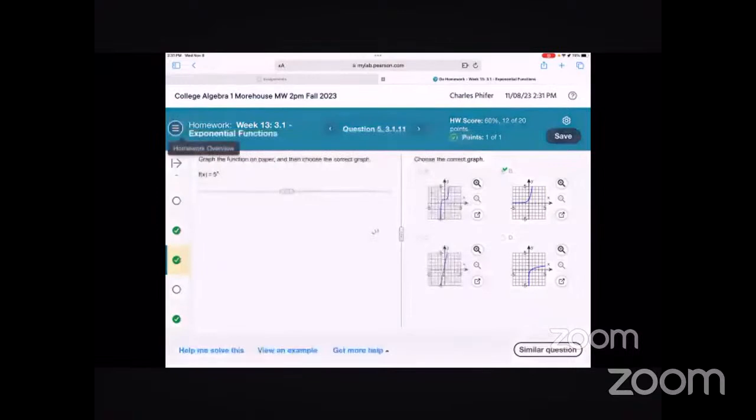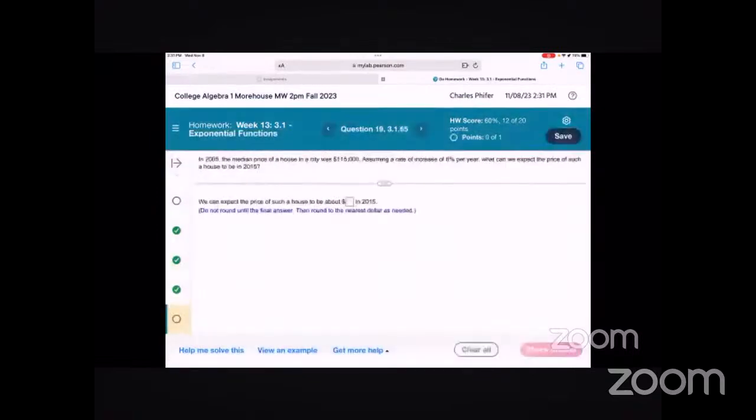In 2005, the median price of a house in a city was $115,000. Assume a rate of increase of 6% per year. What can we expect the price of such a house to be in 2015? Let me see. We must be talking exponential growth, like PERT. So I'm going to use the PERT formula.